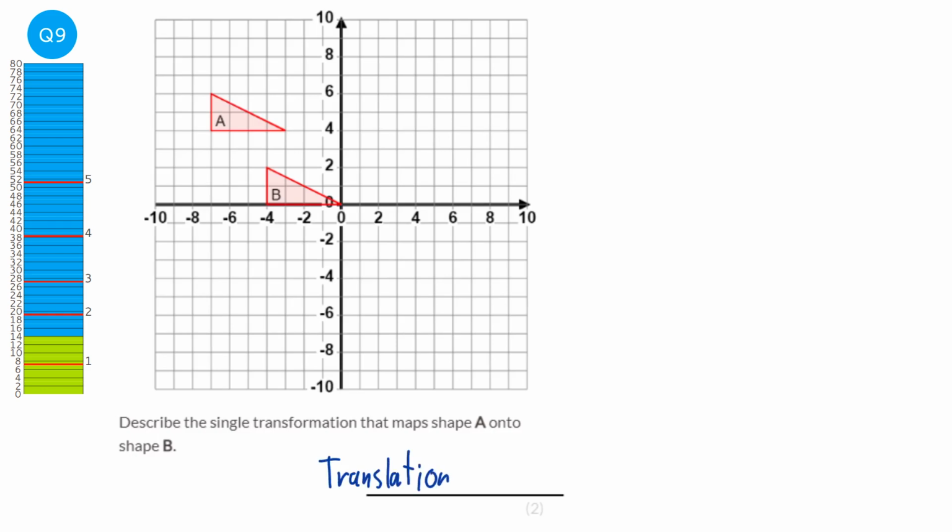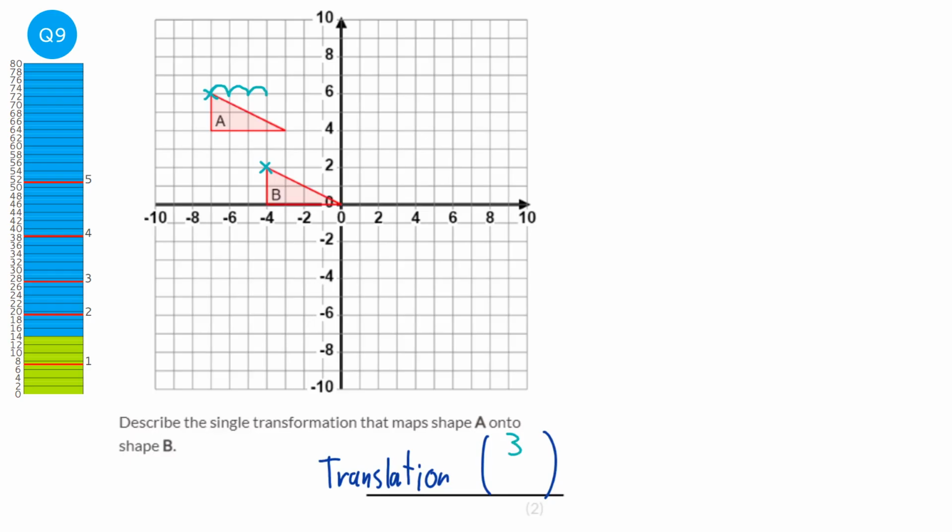And for a translation, we need to find out how far right they've gone and how far up they've gone. So we pick a point that we know on both shapes, and I'm going to pick the top left. And we count how many jumps we jump to the right. So 1, 2, 3. So we do 3 jumps to line it up with the other one. So there's a 3 at the top, to say 3 to the right.